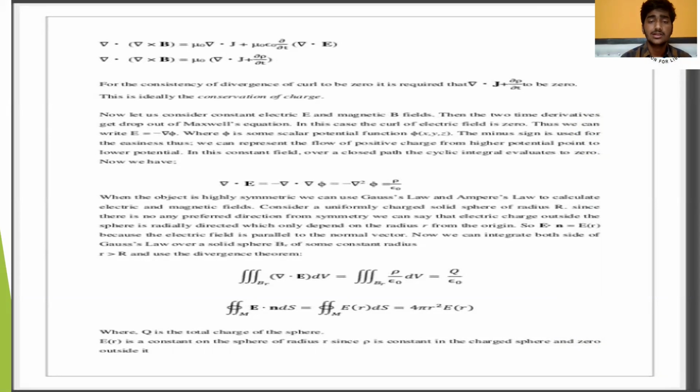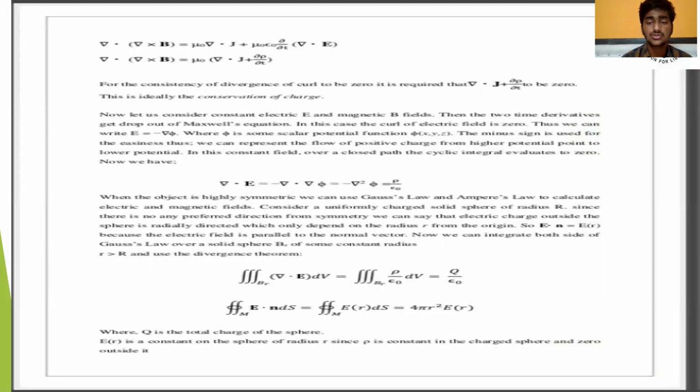Thus, we can represent the flow of positive charge from higher potential to lower potential. In this constant field, over a closed path, the cyclic integral evaluates to 0. Now we have delta dot E is equal to minus delta dot delta phi, that is equal to minus delta square phi, that is equal to rho by epsilon naught. When the object is highly symmetric, we can use Gauss law and Ampere's law to calculate electric and magnetic fields.